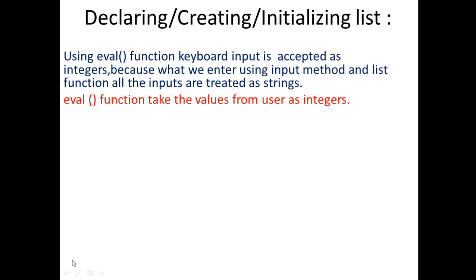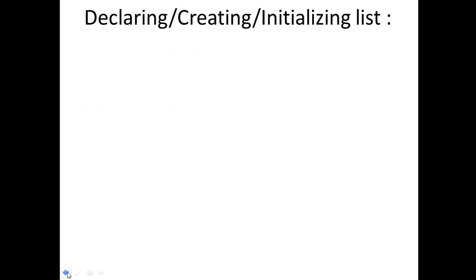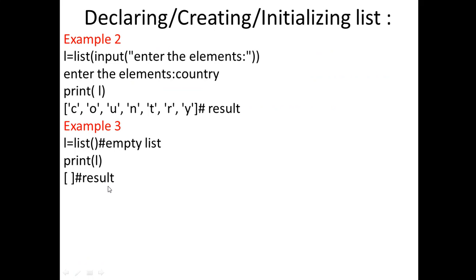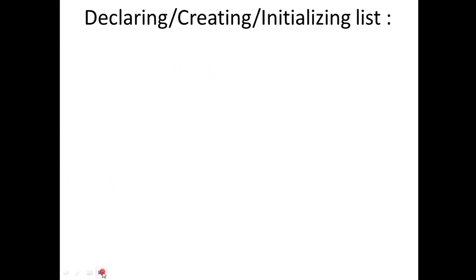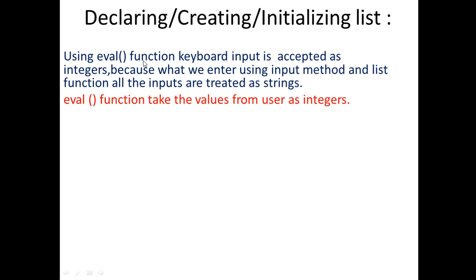As you can see in previous slides, we have taken the value as integer, and still it is treated as a string. We have provided an integer value, and still it is treated as a string. But using the eval function, the integer value we enter will be treated as an integer only. It is not going to convert into a string. So this is the purpose of using the eval function. The eval function takes the value from the user as an integer. This is a very important thing, that is why it is highlighted in a different color.